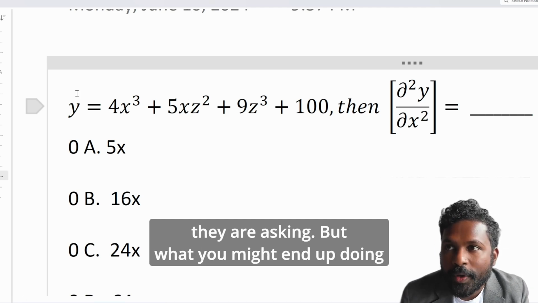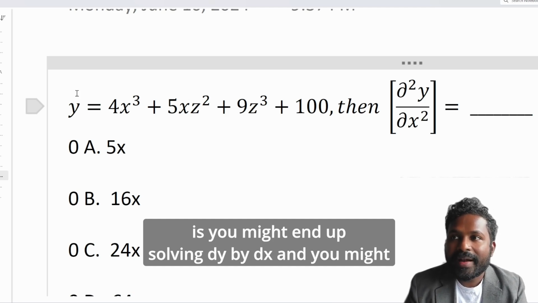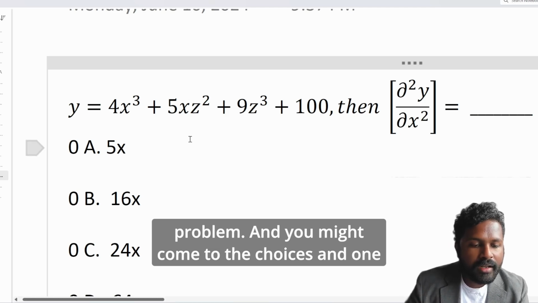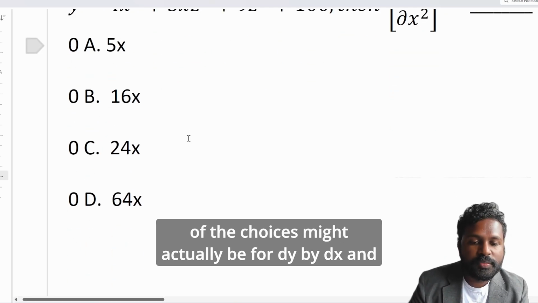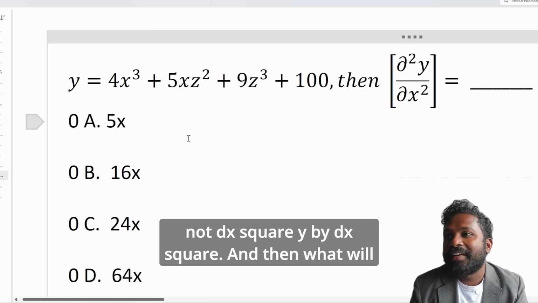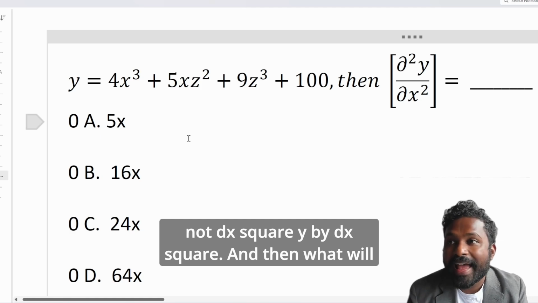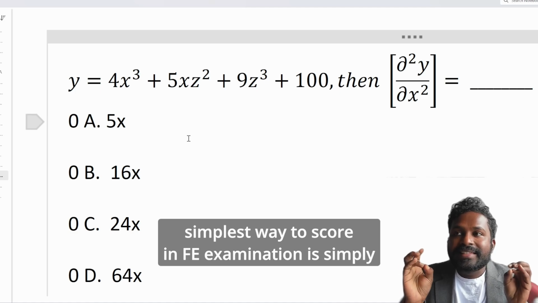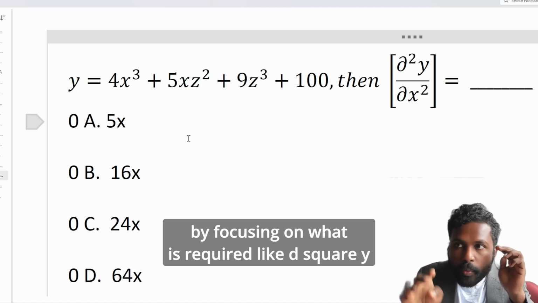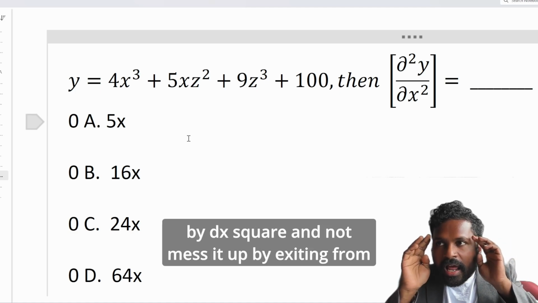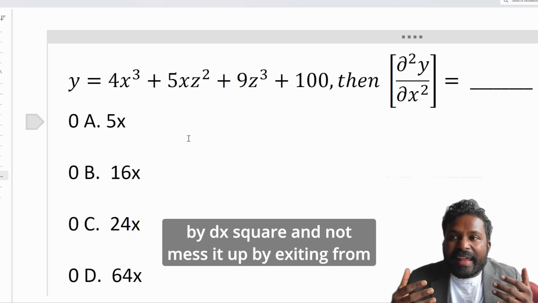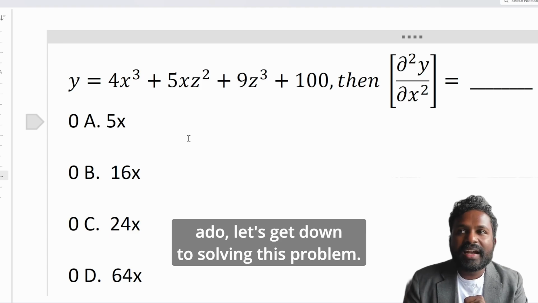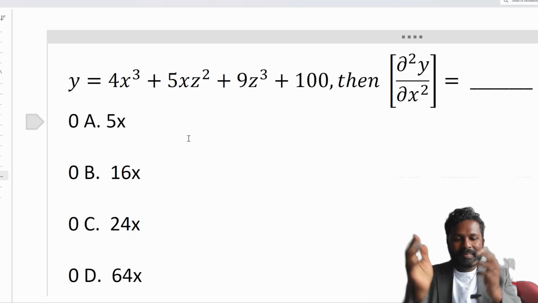But what you might end up doing is solving dy by dx, and you might think, oh, I've already solved this problem. And you might come to the choices, and one of the choices might actually be for dy by dx and not d square y by dx square. And then what will happen? You lost your problem. One of the simplest ways to score in the FE examination is simply by focusing on what is required, like d square y by dx square, and not mess it up by exiting from your problem too early. So without further ado, let's get down to solving this problem.